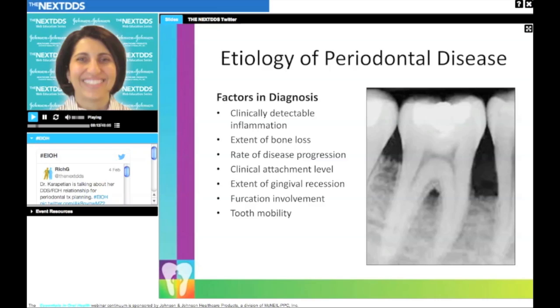I also like to evaluate the mucogingival defect. So I will mark all the recession the patient has throughout their mouth. And then furcations and mobility of the teeth. Finally, I like to end my examination by doing an occlusal analysis. So we'll make sure that there's no fremitus, crossbite, malocclusions, things of that nature.